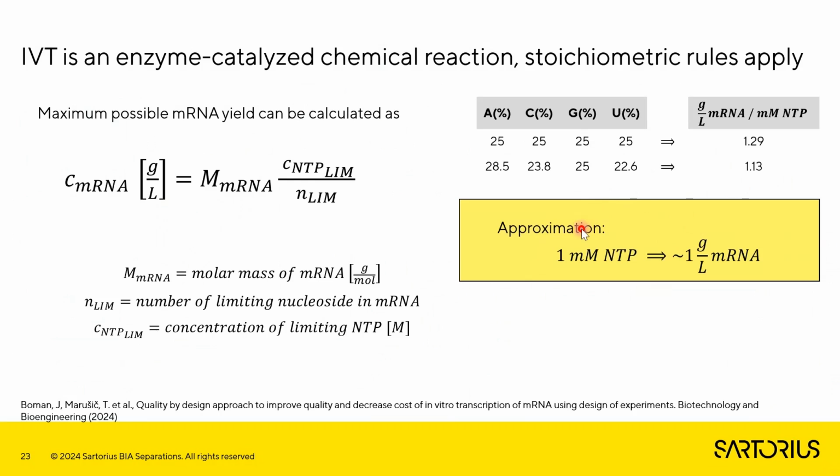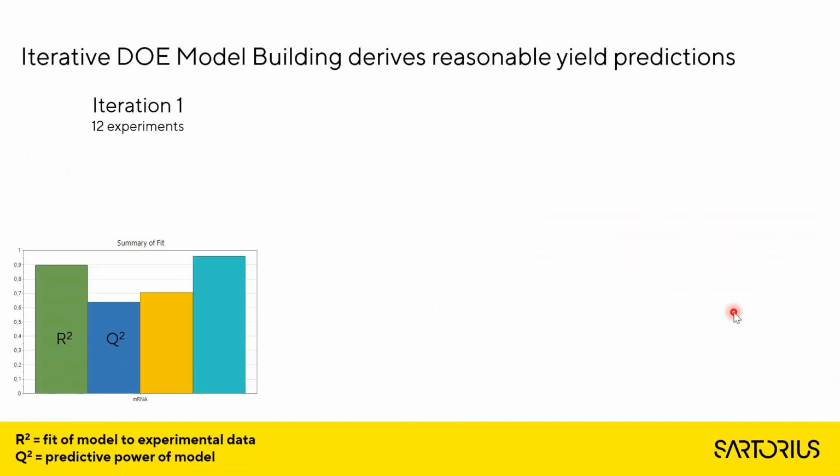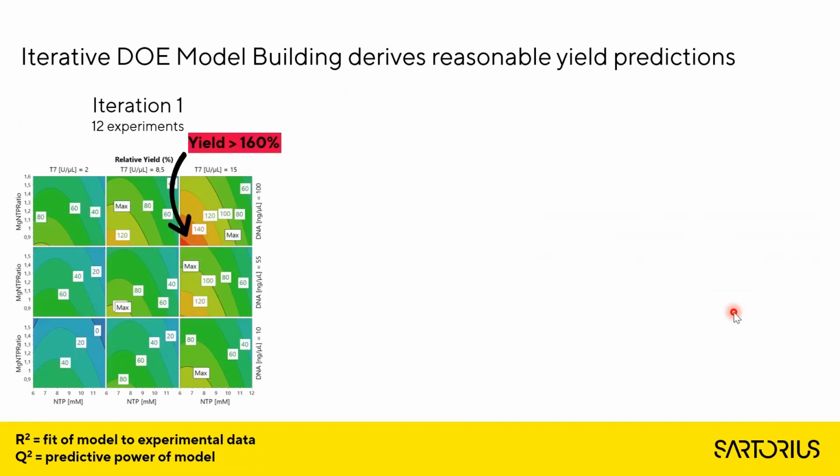A young man called Jimmy Bowman, who was the lead author on this work, then came up with this approximation, which seems to apply quite generally, and I want you to be aware of it because it's very powerful: 1 millimole of limiting NTP gives rise to about 1 gram per liter of mRNA. 10 millimoles of NTPs give rise to 10 gram per liter, and so forth. We like this equation so much, we call it the Bowman equation after Jimmy, who came up with it. And so then we start building our models.